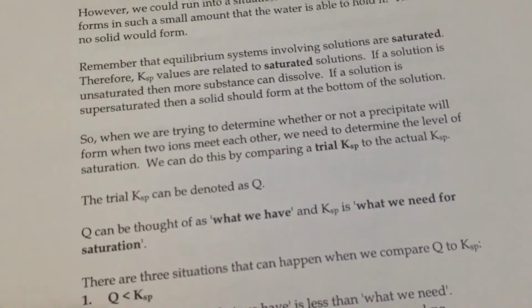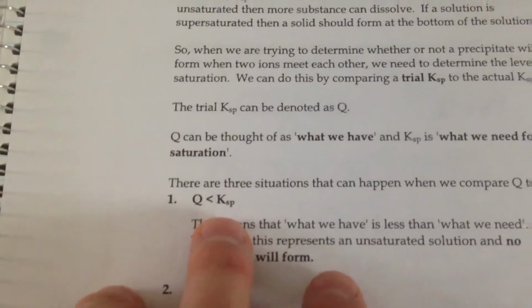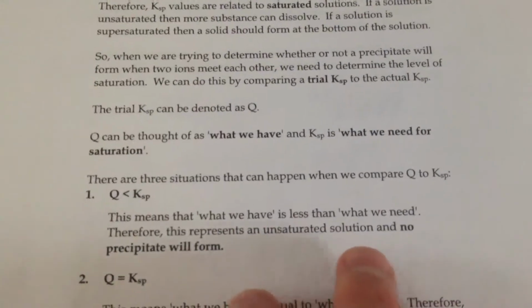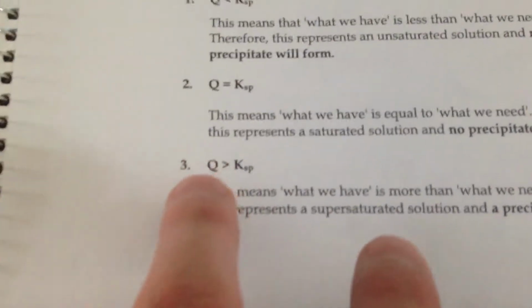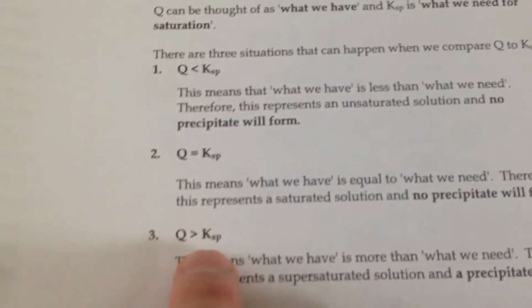If our Q value is less than our KSP, then there will be no precipitate. If they're equal, there's no precipitate. And finally, if the Q that we have is greater than the KSP, then we get a precipitate. A solid will form.